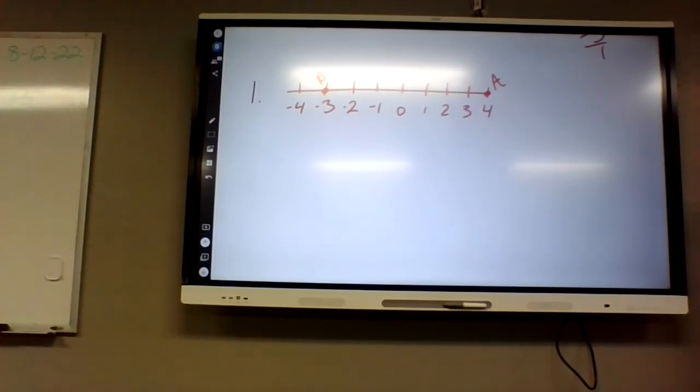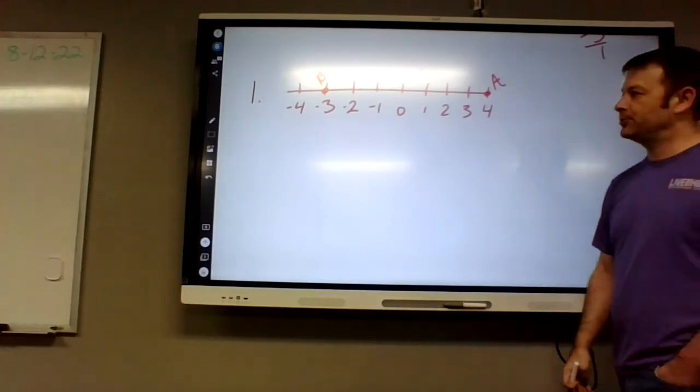Pretty much all of chapter 1 is pretty straightforward, except for the last lesson, which is exponents, and it is tricky. It'll be new for you guys.